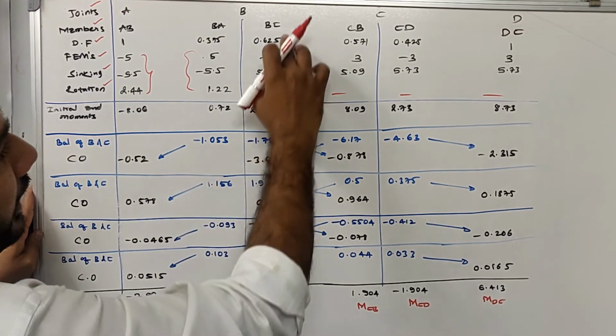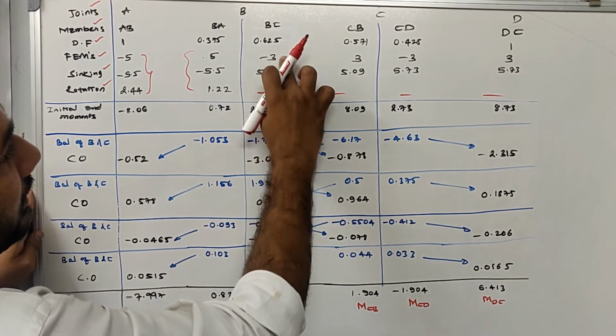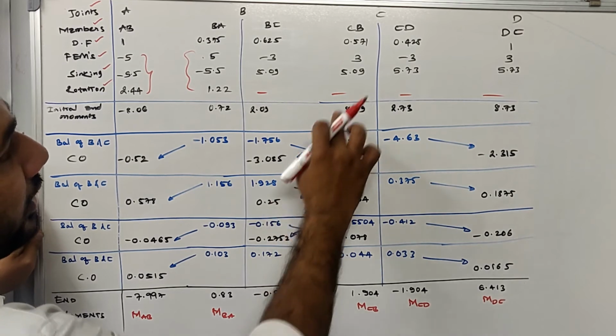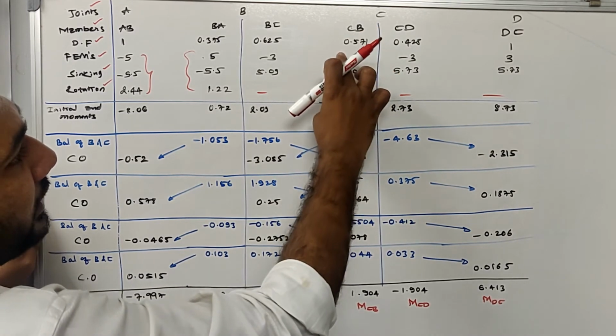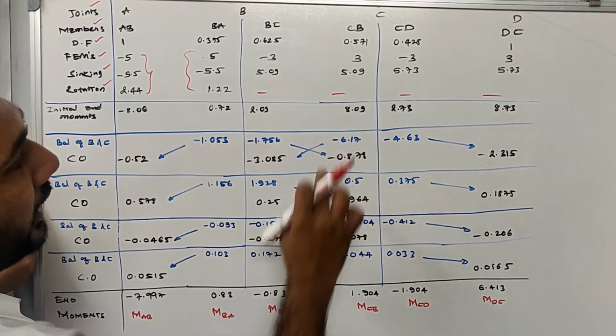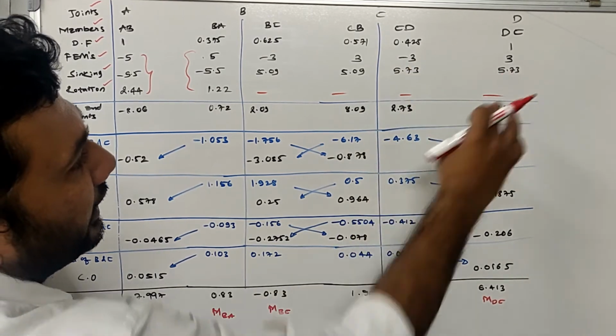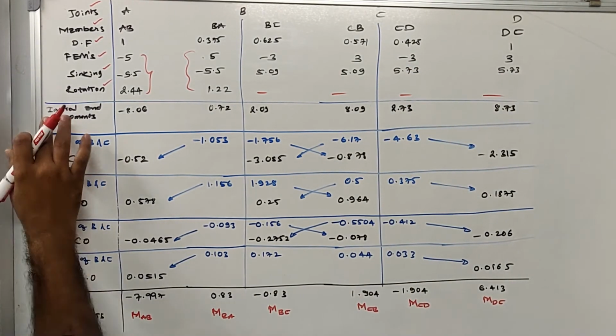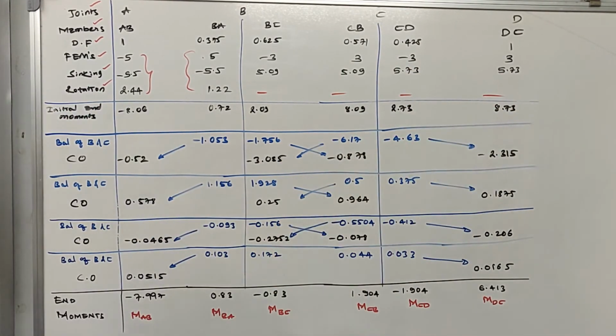Now similarly we can write the initial end moment for BC by taking the sum of these two and writing it here. Going to CB, we need to take the sum of these two and write it here. Similarly, CD and DC are done. Okay, now this is another row which is called initial end moments.